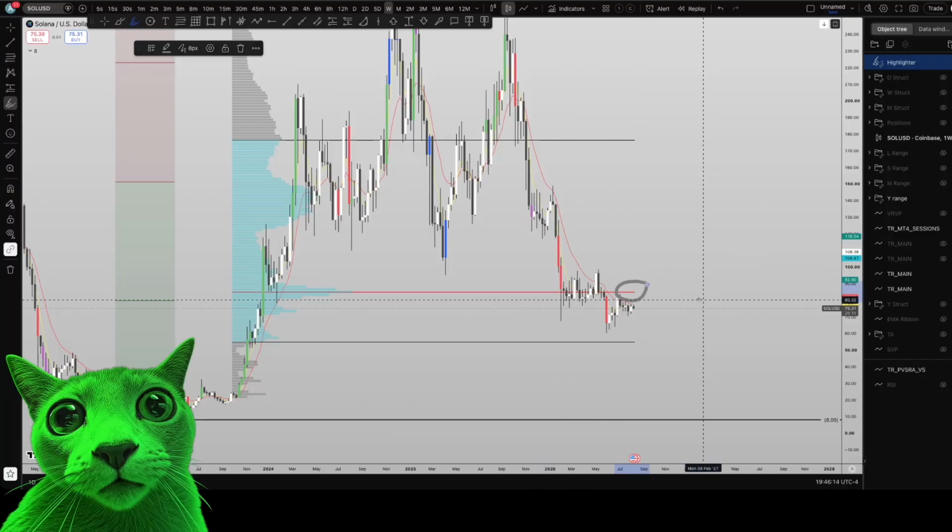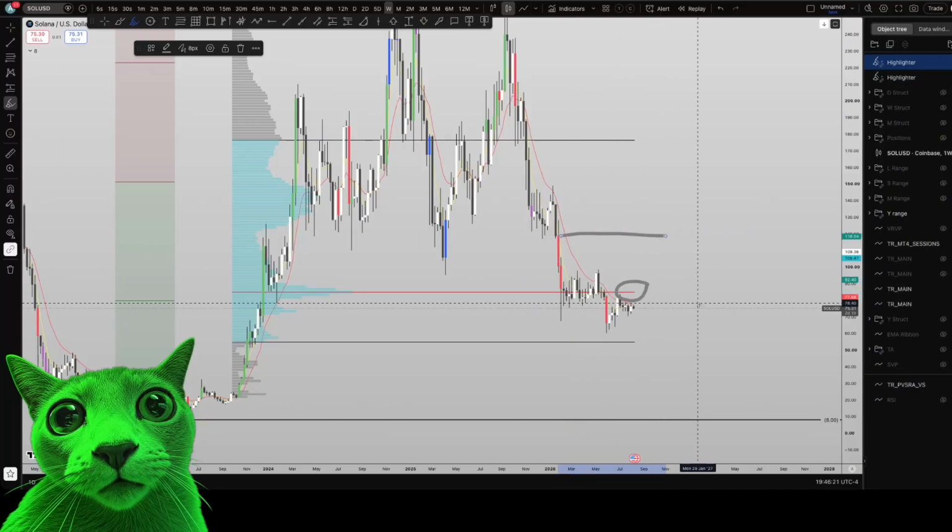For sure, if we get above this POC and close weekly candles back here, we have equal highs here. We are for sure coming to 118 to 120. So if we want to start building longs here, locally we are bullish.